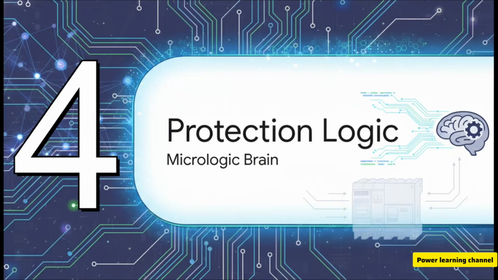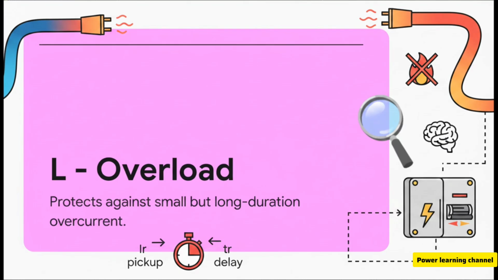All right, Section 4, protection logic. Time to program the brain. Let's start with L, which stands for long time or overload protection. Remember that 2,000 amp IN limit we just talked about? Well, L works right around that value. It protects the system against small but really long duration overcurrents. And this is where your calculations actually come in. You set the IR pickup as a multiple of your IN limit. So for example, setting it to 0.85 gives you a 1,700 amp threshold. Then you set the TR delay so the brain knows exactly when to finally pull the plug to stop a fire from slow cable heating over, say, an hour.